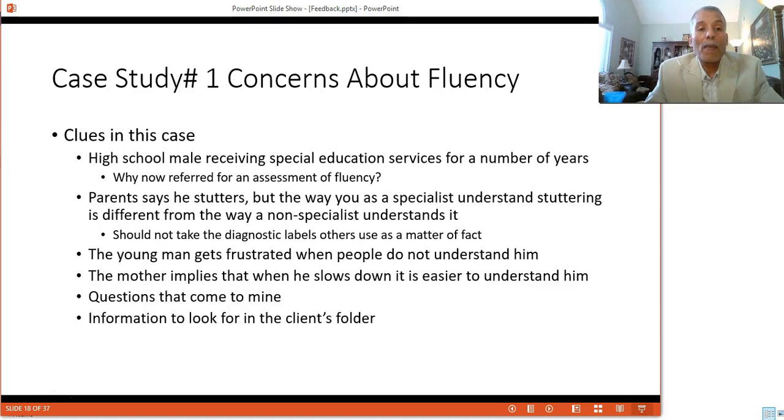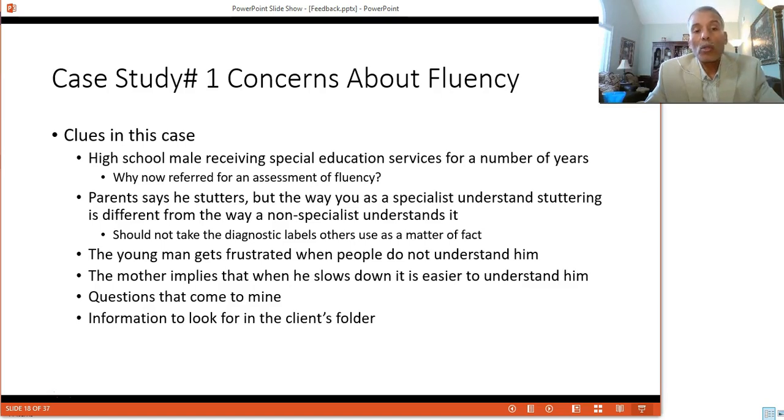That the person is frustrated when people do not understand him, is not aware, and that the parents imply that if he slows down, his speech will be better, intelligibility will be better, and that also means all of these cues mean that this is not a stuttering problem, it's a cluttering. Now with that question, the focus should be on finding tools to evaluate for cluttering.